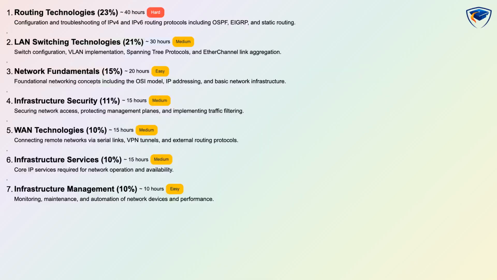The CCNA exam is divided into 7 domains with specific weightings. Routing Technologies 23%, LAN Switching Technologies 21%, Network Fundamentals 15%, Infrastructure Security 11%, WAN Technologies 10%, Infrastructure Services 10%, and Infrastructure Management 10%. Each domain lists core skills, estimated study time, difficulty level, and assessment type so you can prioritize hands-on practice or conceptual review as needed.